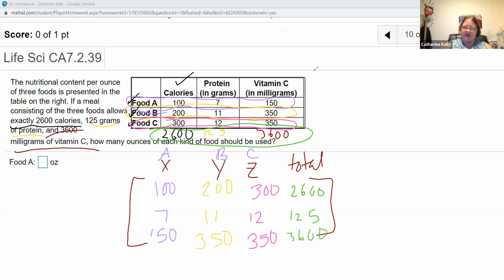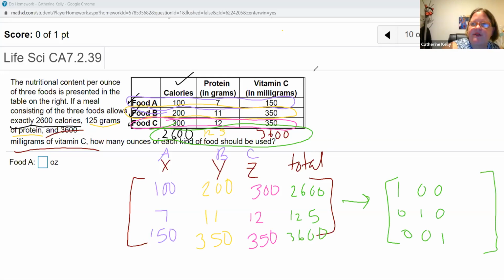And then I set up my matrix. Now I kind of want to label the other things too, because when your matrix comes out, your totals are going to be your answers. After you do the matrix, you're going to have 1, 0, 0, and a number. You're going to have 0, 1, 0, and a number. And then you're going to have 0, 0, 1, and a number. The total column represents how you see it here.